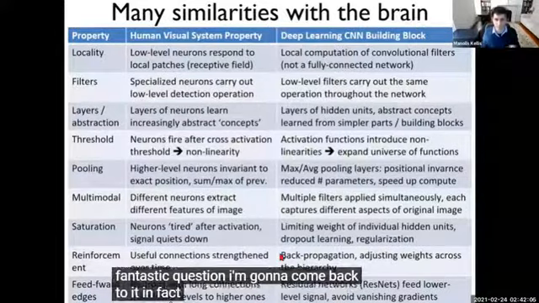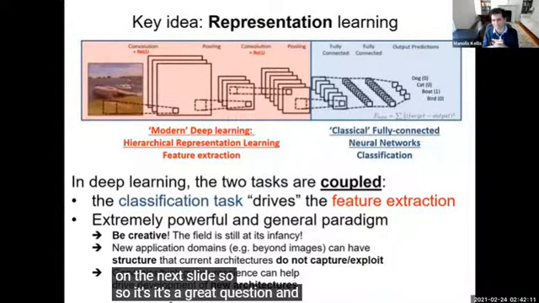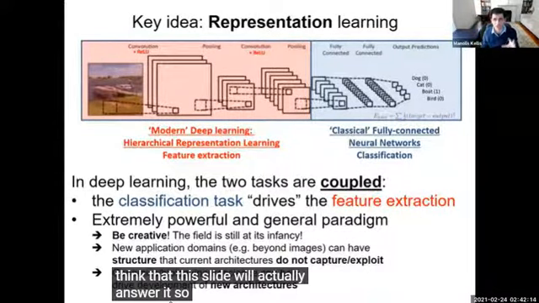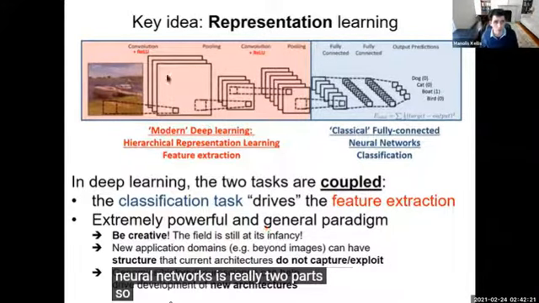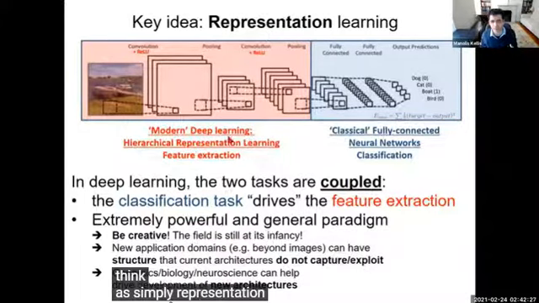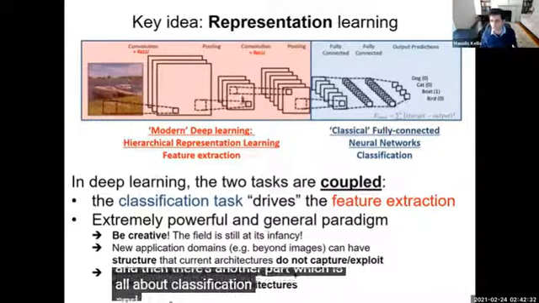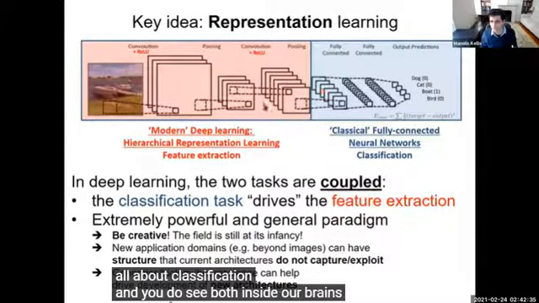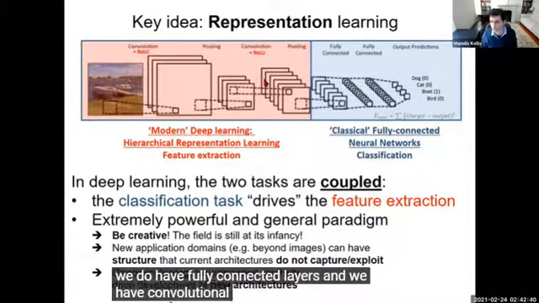Okay, I love that. It's a fantastic question. I'm going to come back to it, and in fact, on the next slide. It's a great question, and I think that this slide will actually answer it. The way that I think, and that I think you can think of these deep neural networks, is really two parts. There's a first part, which I like to think of simply as representation learning. And then there's another part, which is all about classification. And you do see both inside our brains. So we do have fully connected layers, and we have convolutional layers.